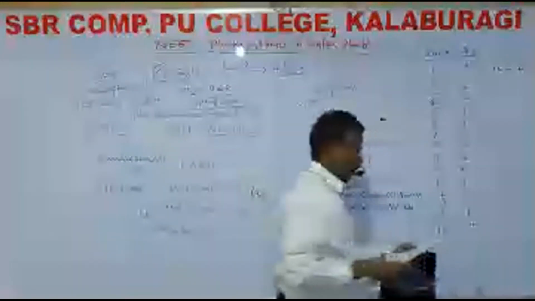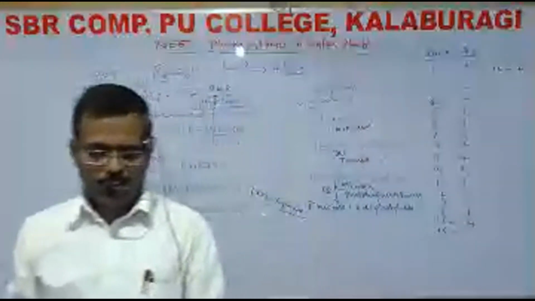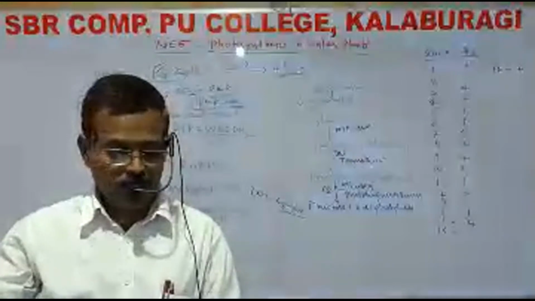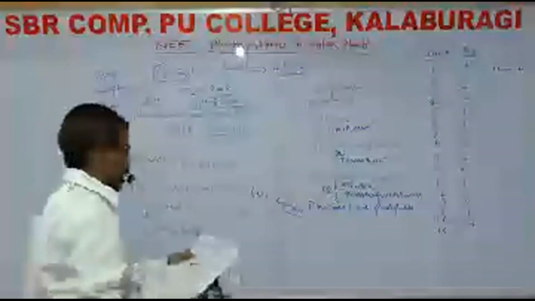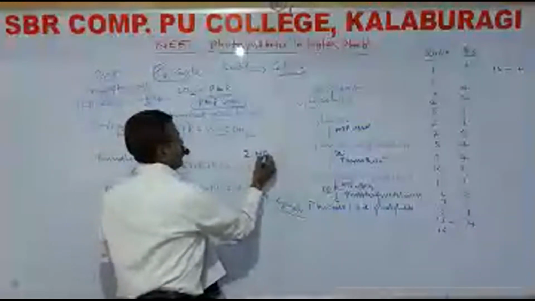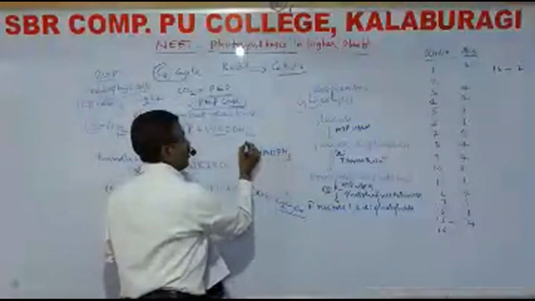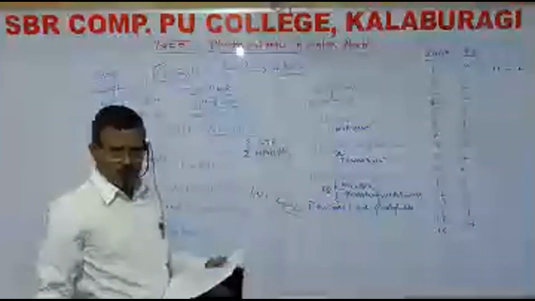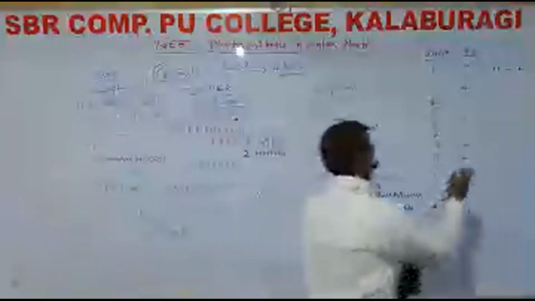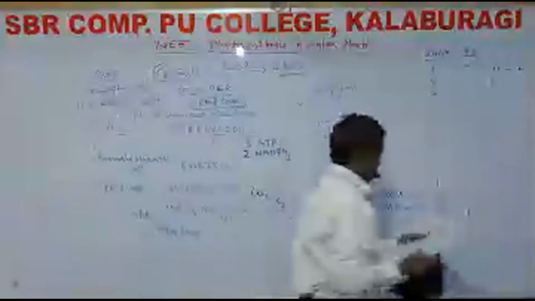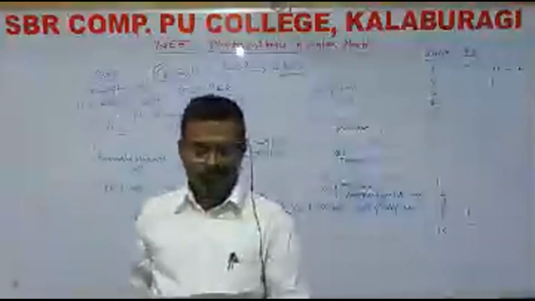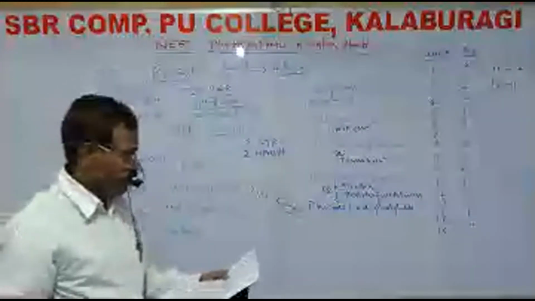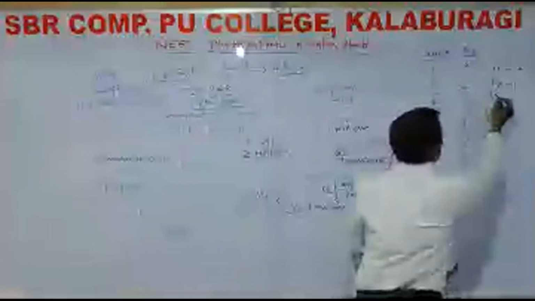2. 17. Every carbon dioxide molecule entering the Calvin cycle, what does it require? 2 molecules of NADPH2 and 3 molecules of ATP for carbon dioxide fixation, right? So 17 will be 1. Next, 18. The primary acceptor of carbon dioxide in the C4 cycle is phosphoenol pyruvic acid. Okay, so it is 2.